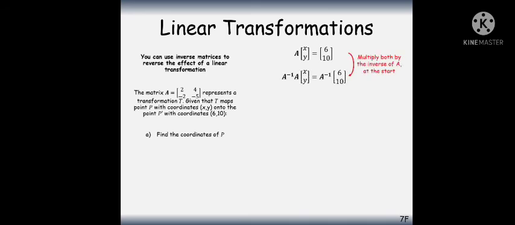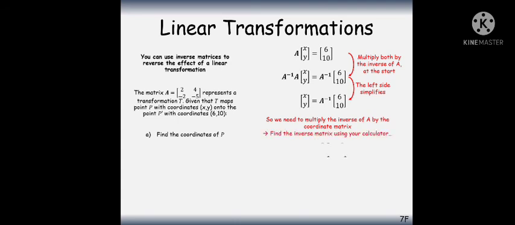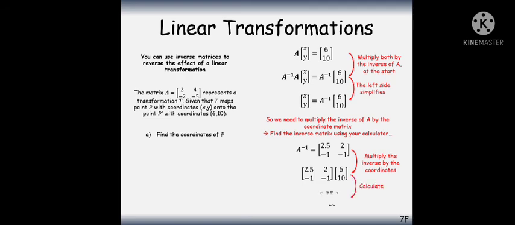Well, to get the coordinates of P, multiply both sides by the inverse, so A minus 1 times A is just the identity. So we get x, y is A minus 1 times 6, 10. You need to multiply the inverse of A by the coordinate. Find the inverse using your calculator. You get 2.5, minus 1, 2, minus 1. Multiply those by 6, 10. We get 35 and minus 16.